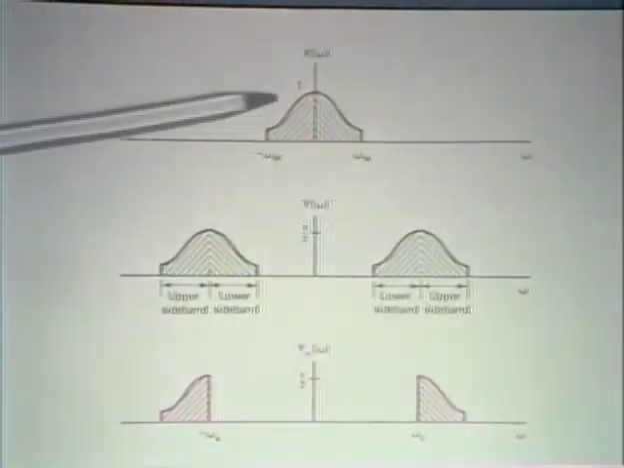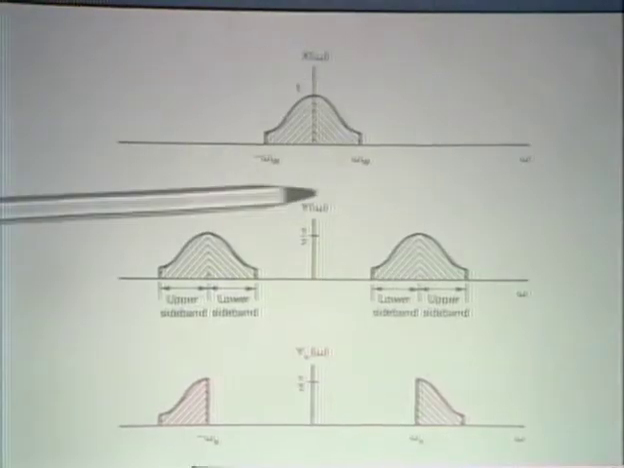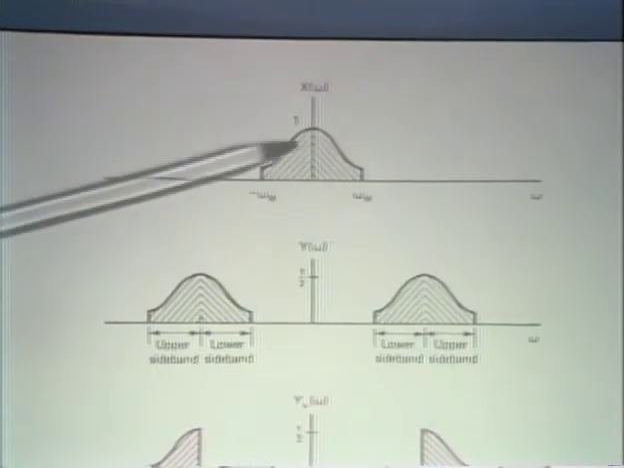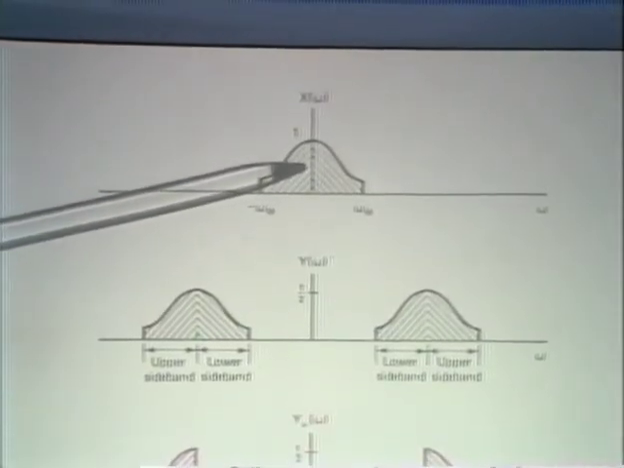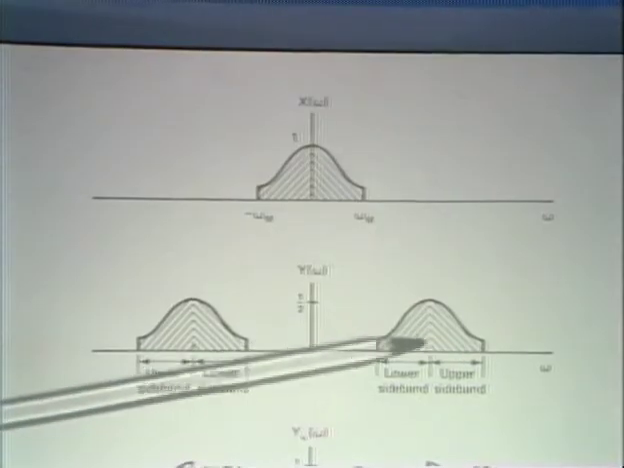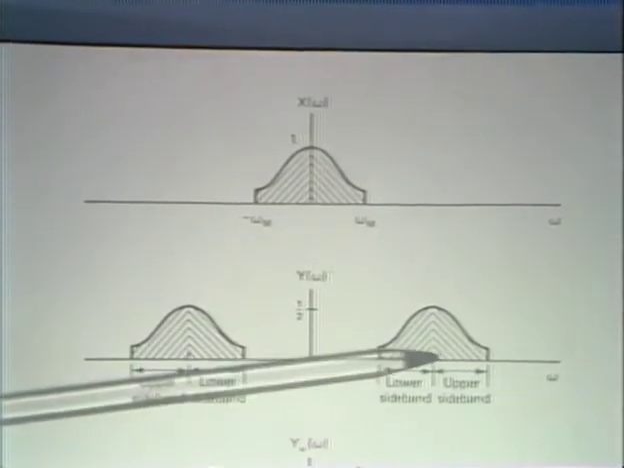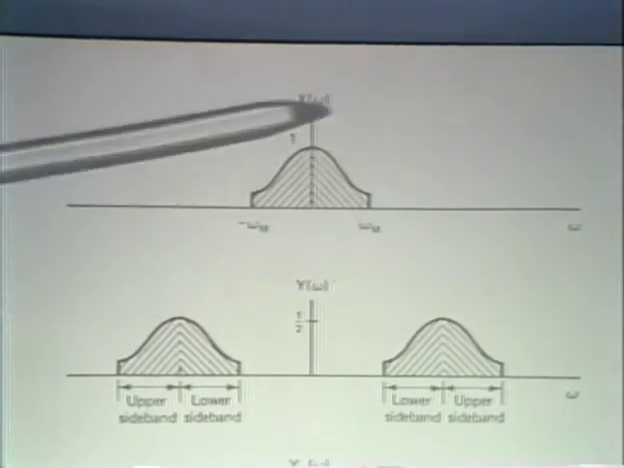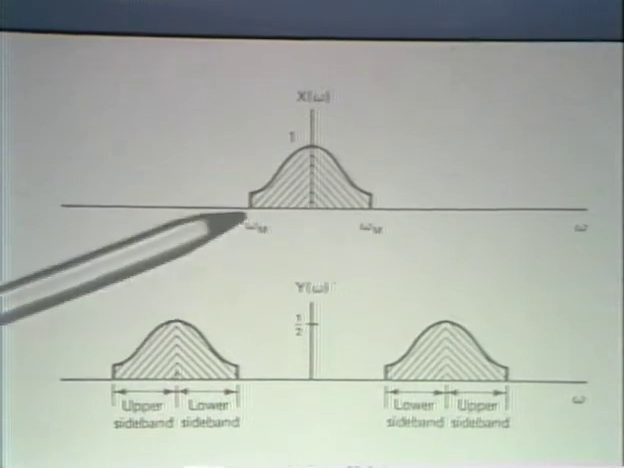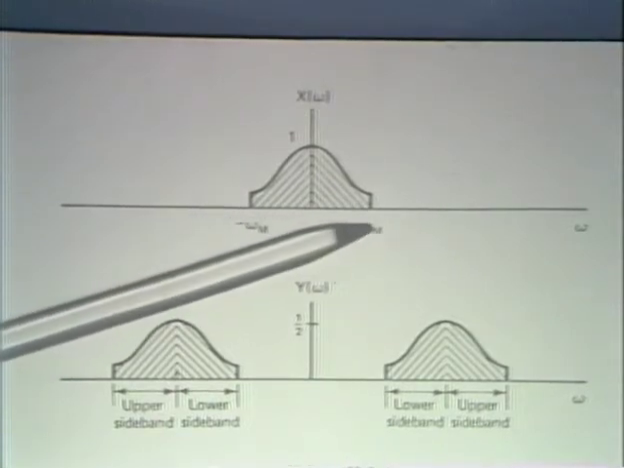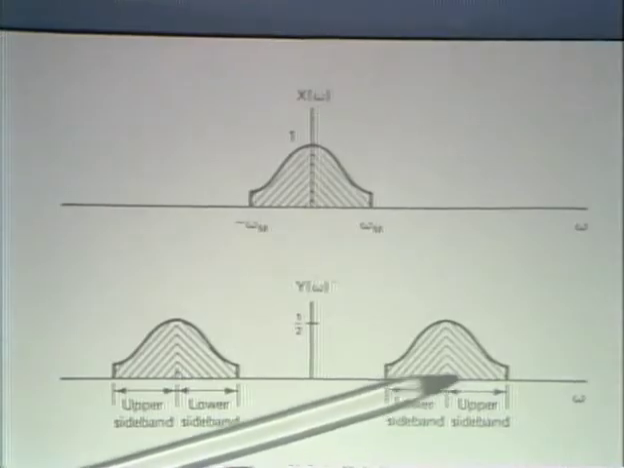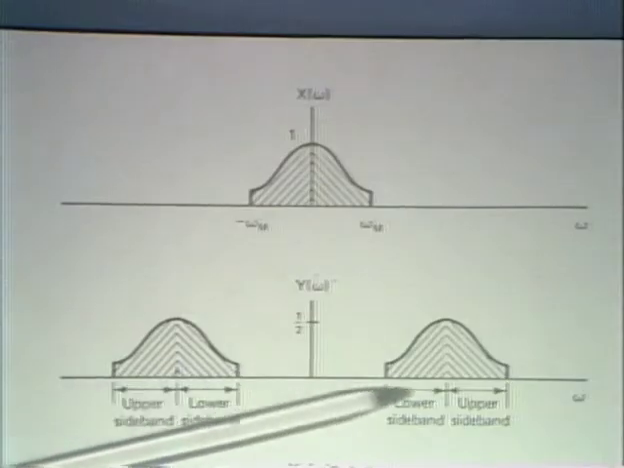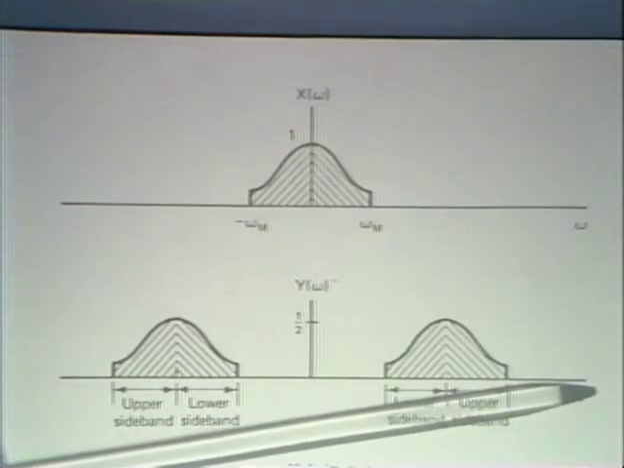Let me indicate what that is. Let's look again at the spectrum of x of t, which I've indicated here. And in a sinusoidal amplitude modulation system, we would shift this to be centered around plus and minus the carrier frequency. Now notice that in the original system, we occupy a frequency spectrum that's 2 times omega sub m. By the time we've shifted it, thinking of positive and negative frequencies, we've used up twice as much of the frequency spectrum.